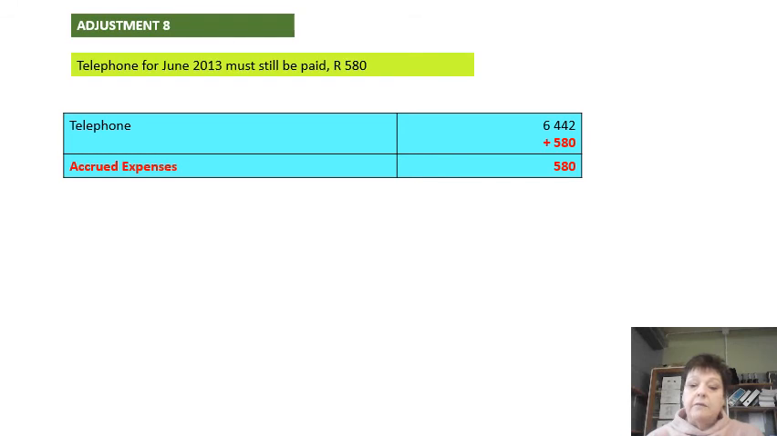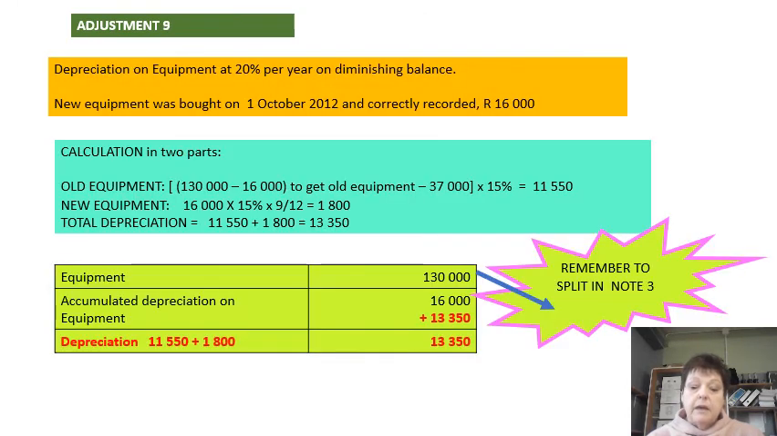Adjustment number 8 is the telephone for June must still be paid. Accrued expense must be added, and then you have accrued expenses. Adjustment number 9 is depreciation. Don't forget that in this one, they tell you there was new equipment bought and it was correctly recorded. So therefore, your calculation must be in 2 parts. On the old equipment, to get the depreciation on the old equipment. And then the new equipment, which we had for 9 of the 12 months, get your total depreciation. Don't forget that when you get to note 3, the equipment must be divided into old and new so that you can get the correct cost price.